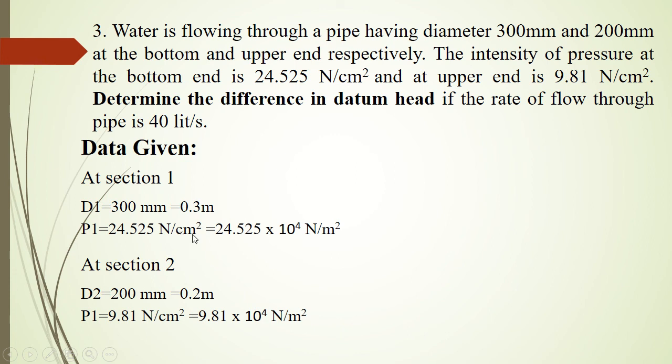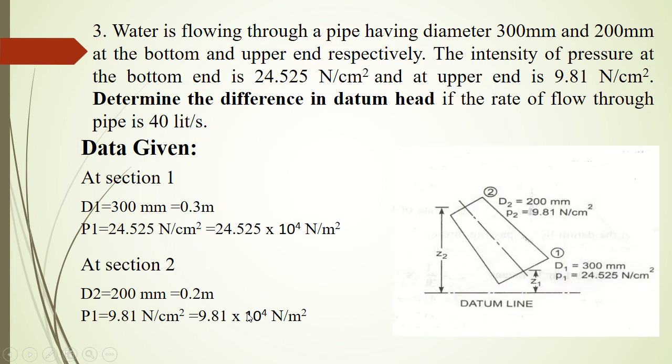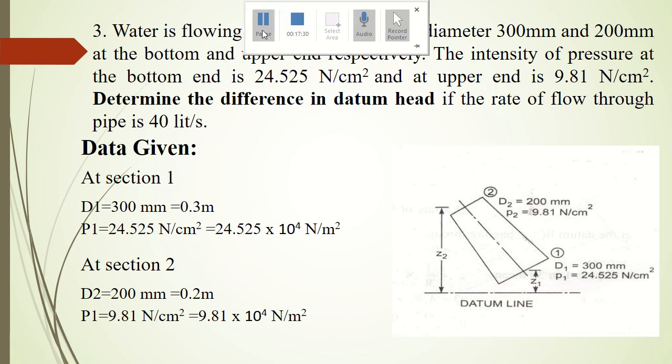So here centimeter square is converted into Newton per meter square by multiplying it by 10 raised to 4. And the same procedure is done for section 2. This is the schematic diagram of the problem. Section 1, at the bottom, has diameter 300 mm and pressure 24.525 Newton per centimeter square, whereas the upper end has diameter 200 mm and pressure 9.81 Newton per centimeter square. What is asked is the difference of the datum head.